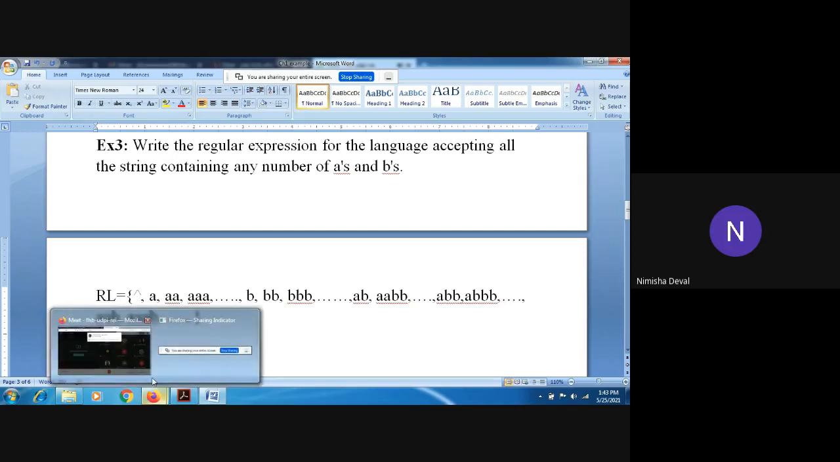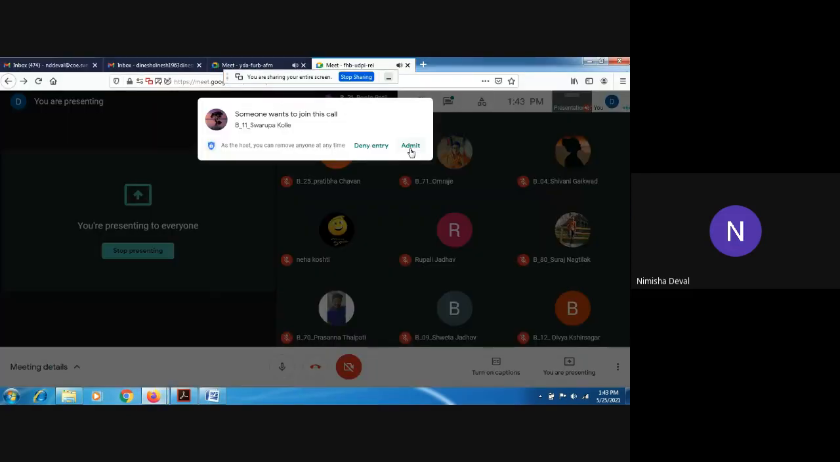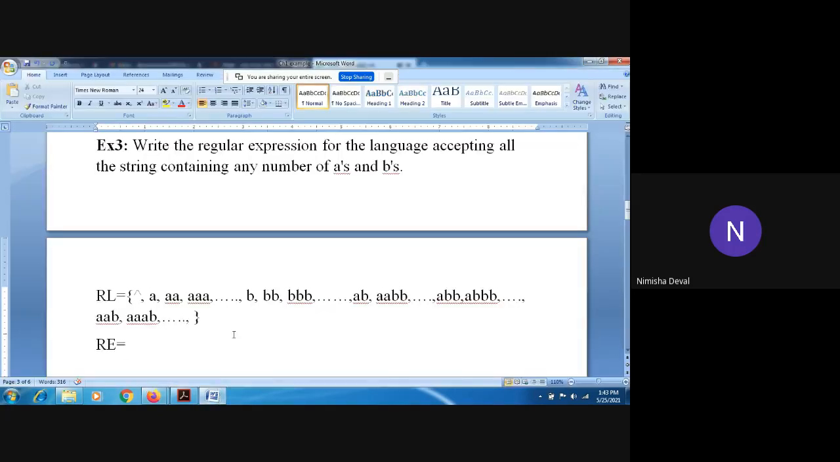Yes, students? Any guesses? Okay, just see, because you are solving it for the first time. Here it is (A+B) star, the Kleene closure. Either A's combinations are there or B's combinations are there or both are available.